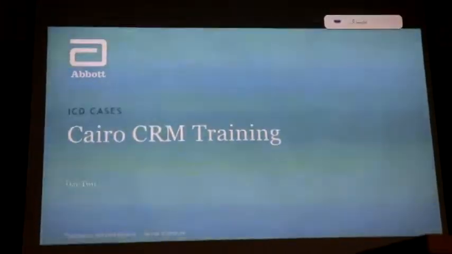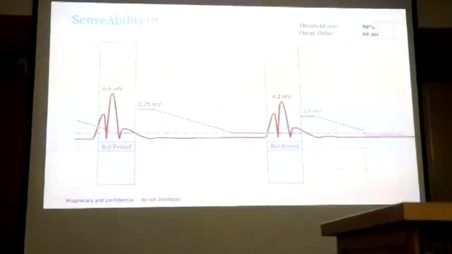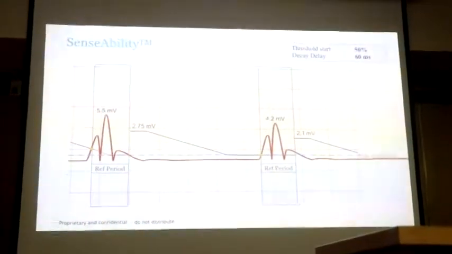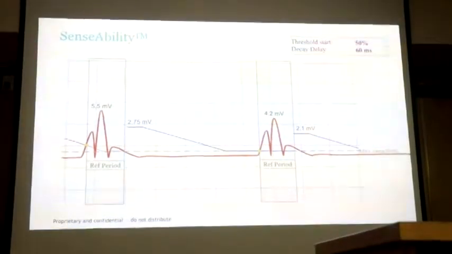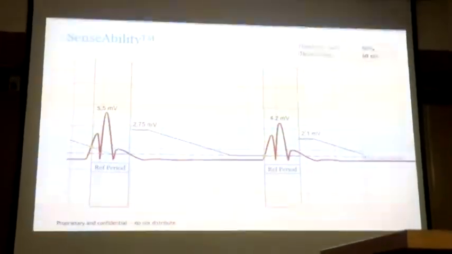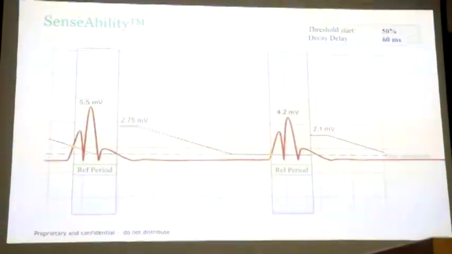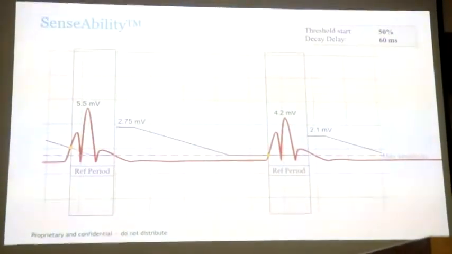Yeah, ICD cases. Lots of ICD cases, and when we're going through the cases, we'll try. Here is the sensitivity value declining. Okay, so this is the sensitivity line declining. So it's coming down from a number. We'll see how it gets that number.